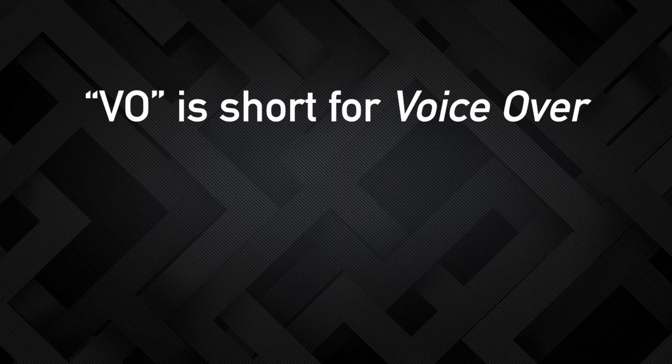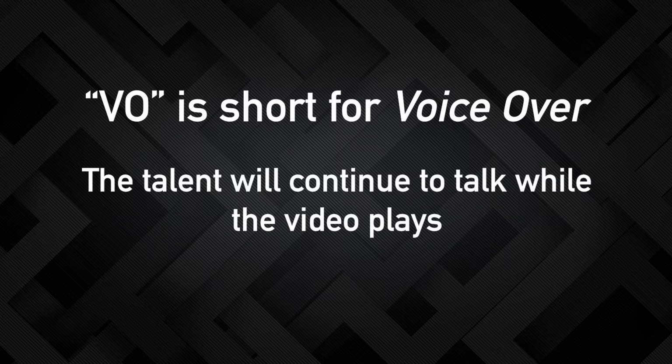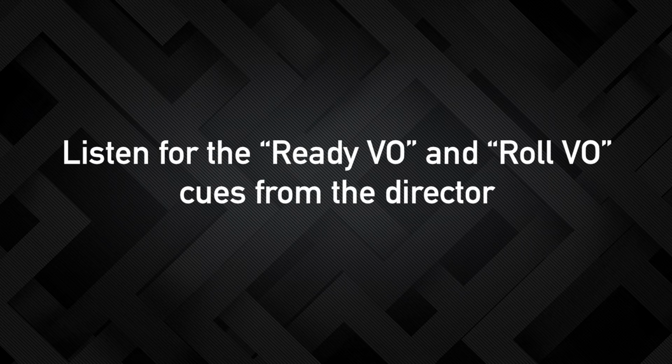If a story is marked VO, it means it's a voice-over. This means that the talent will continue to talk over the video while the video plays. Sometimes the VO video will be longer than the talent's script for said video. For example, we might have 45 seconds of basketball video, but the script may only be 20 seconds long. If this is the case, the director may ask you to escape out of the basketball video once the talent has finished reading the 20 seconds of script. Listen for the ready VO and roll VO cues from the director.